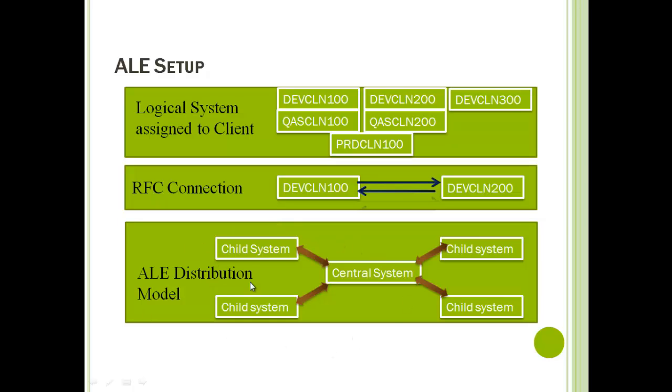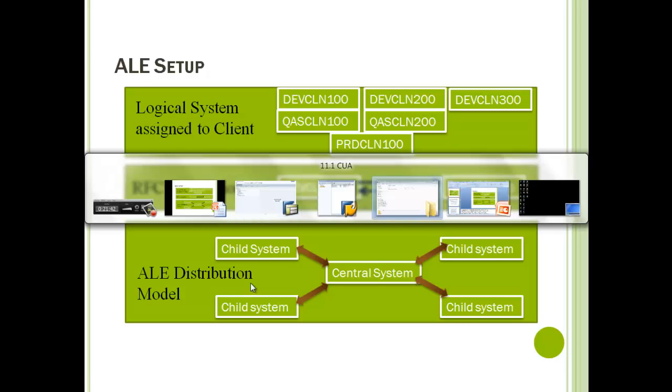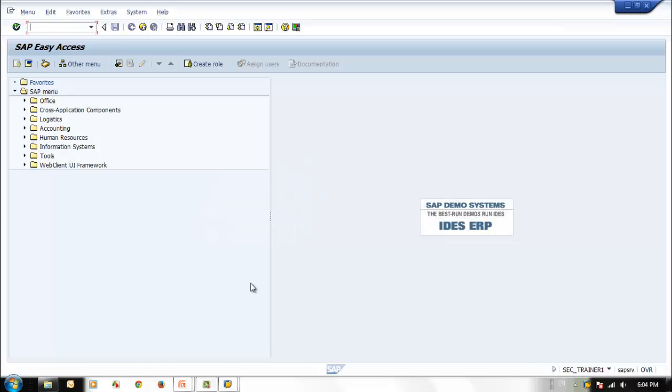So in the ALE distribution model you can define how to distribute this data. There is a transaction code called BD64. In BD64 we can define the distribution model for this CUA. So let's go to the system and see how to define a distribution model. Go to transaction BD64.